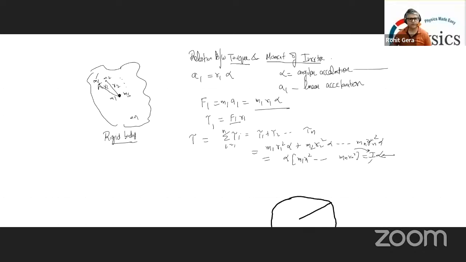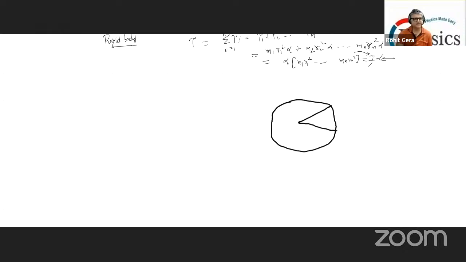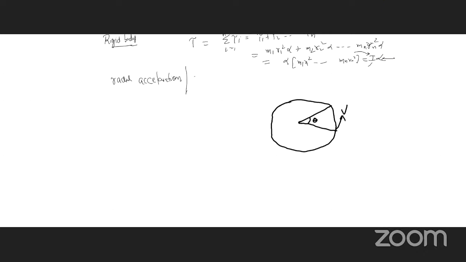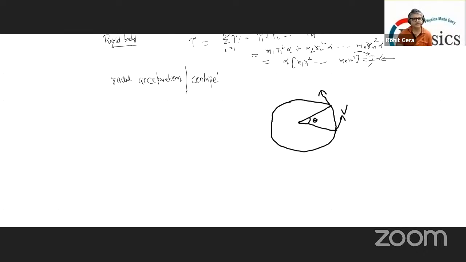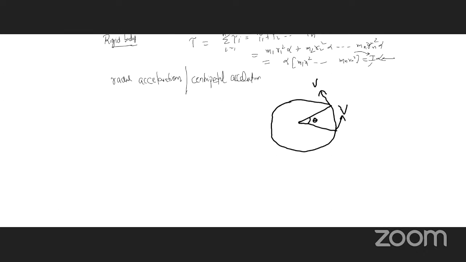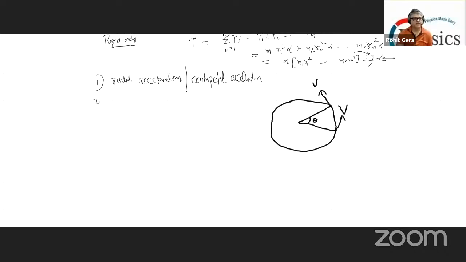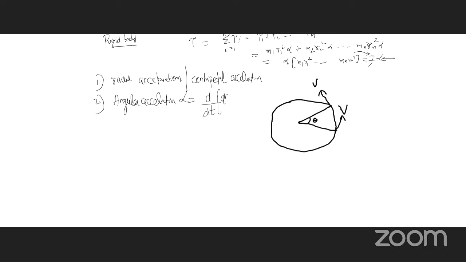What is the difference between angular acceleration and tangential acceleration? Let me see what tangential. So three terms for you. Okay, one is radial acceleration, which you know is same as centripetal acceleration. Both are same. So radial and centripetal acceleration are same. Fairly well understood. Second point, what is angular acceleration? Alpha is equal to derivative of omega, d omega by dt.